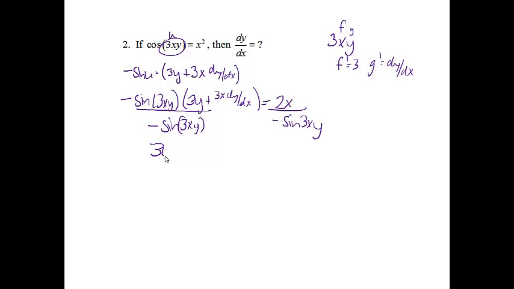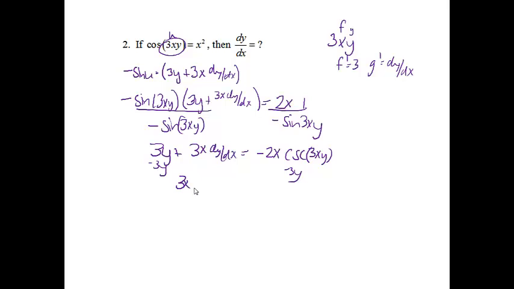So now I'm going to be left with 3y plus 3x dy dx equals negative 2x. And since this really is 1 over sine, which is equivalent to the cosecant, I'm actually going to change that to the cosecant of 3xy. And then from here, continuing to solve for dy dx, we'll subtract 3y from both sides.